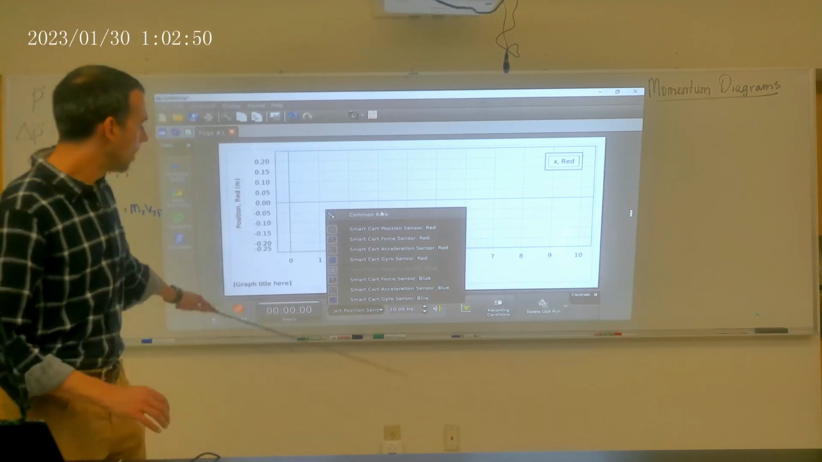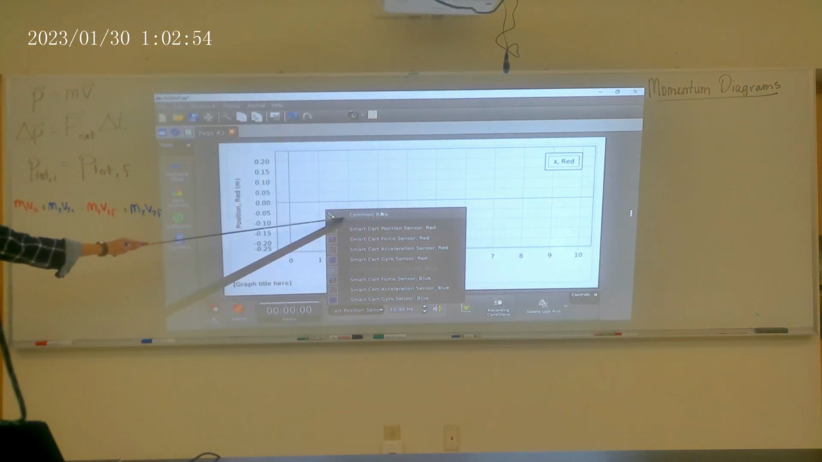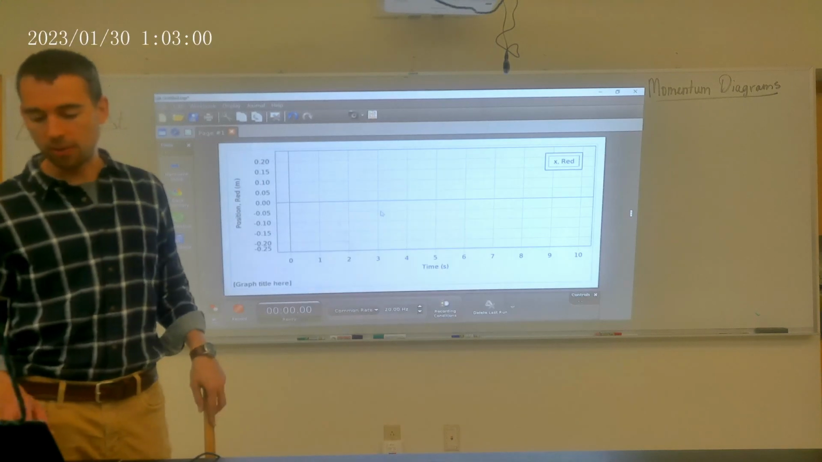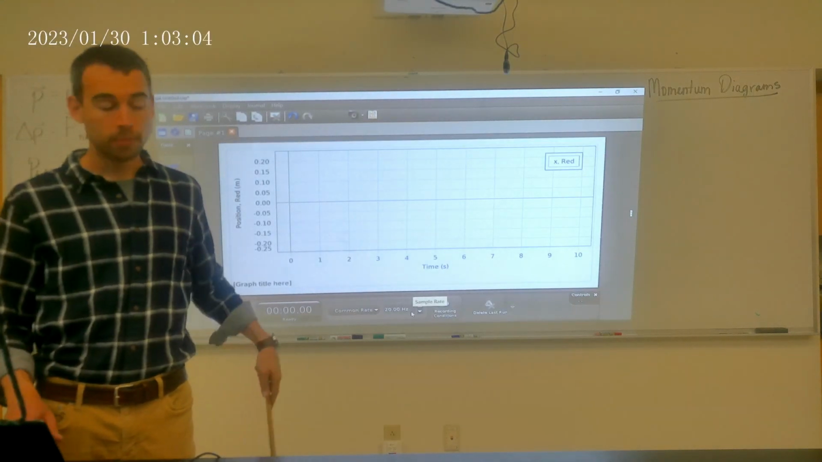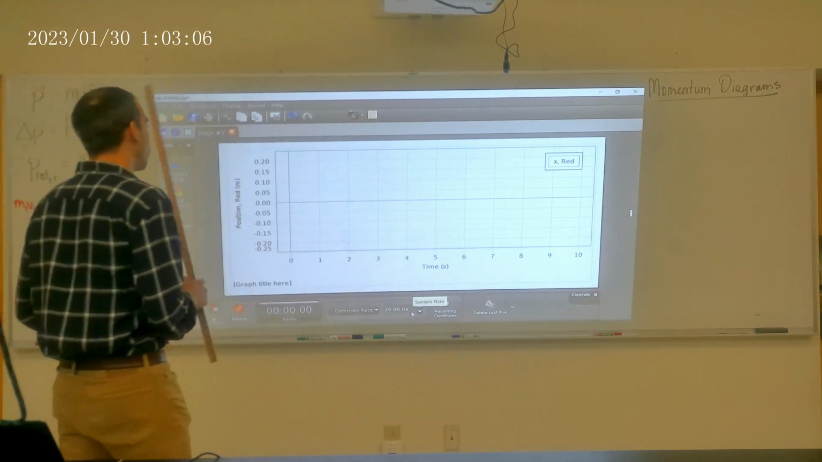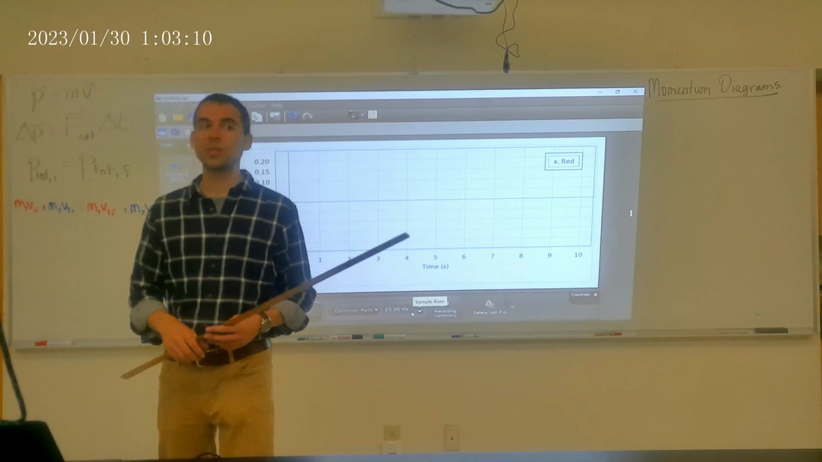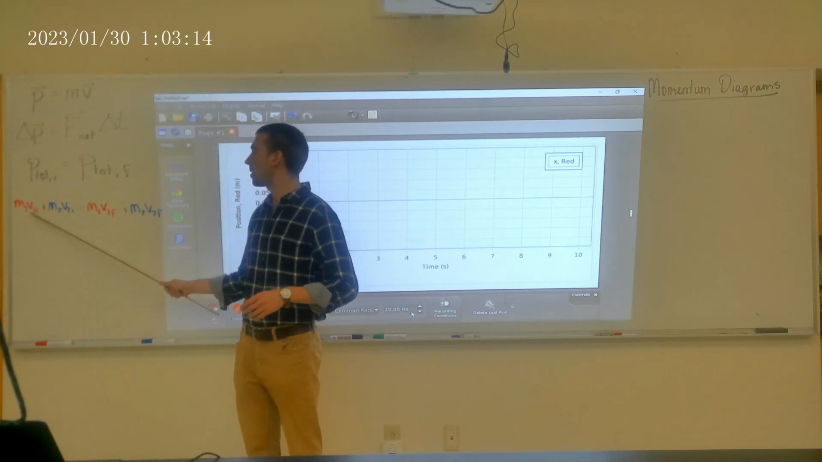And then at the bottom, click this and go to Common Rate. What that means is it's going to collect both of these at the same time. So at the bottom, make sure that you have Common Rate selected and keep it at 20 Hertz for now. That will work. We're going to model the momentum for each of the cars before and after the collision, so we'll need to know something about their mass and their velocity.